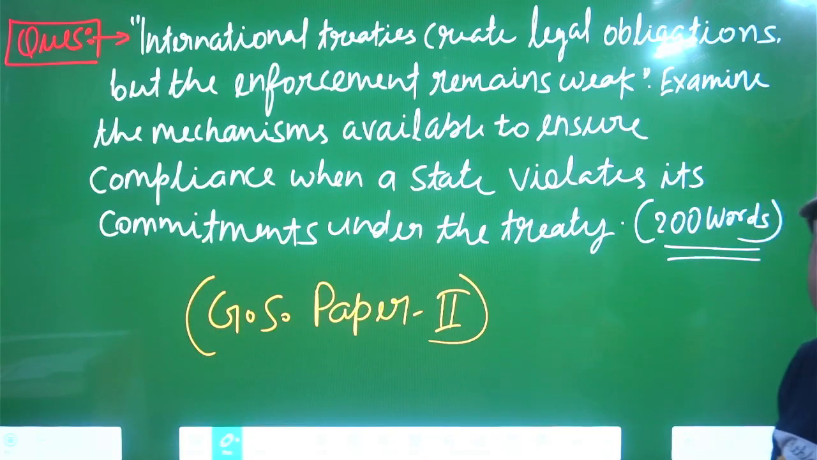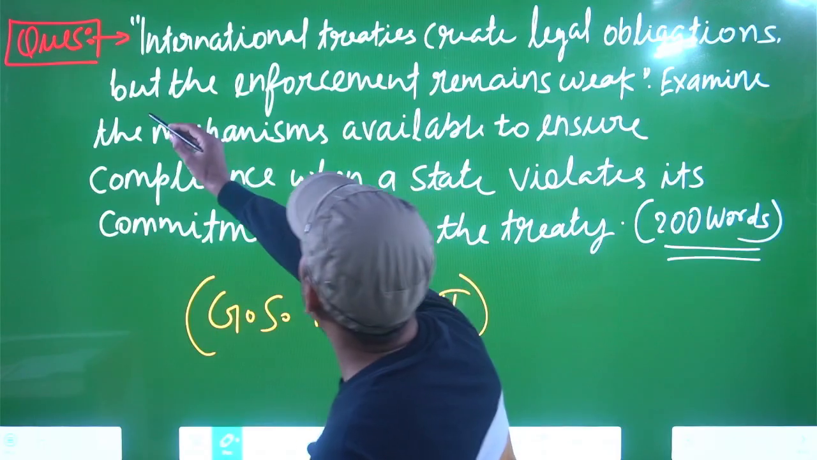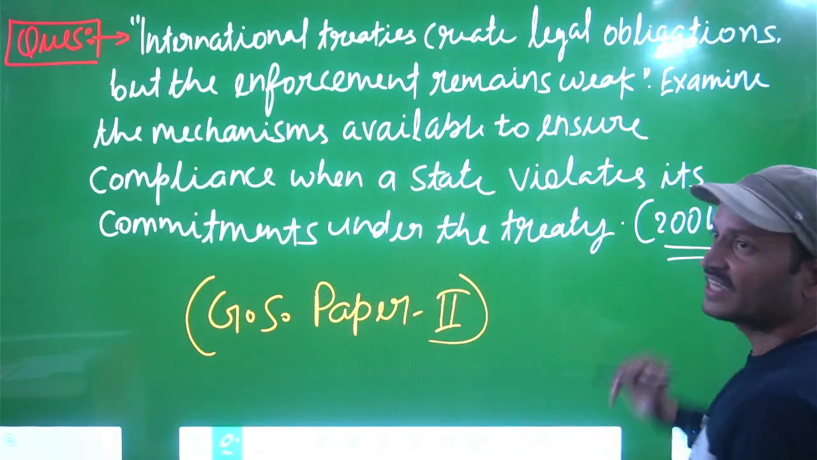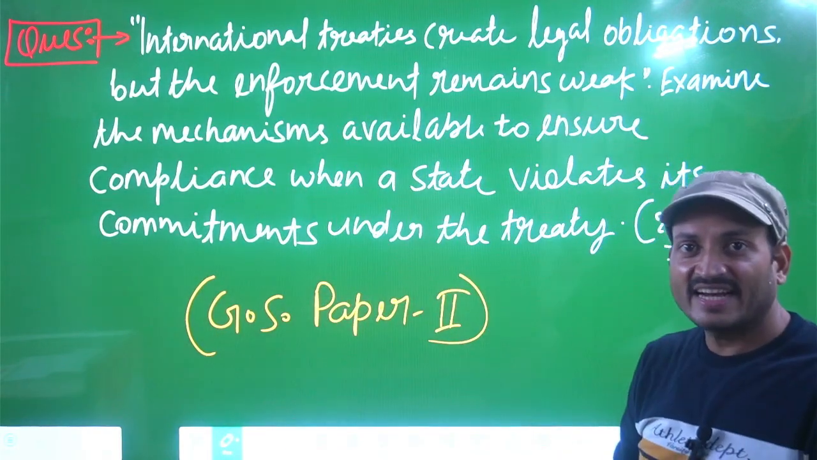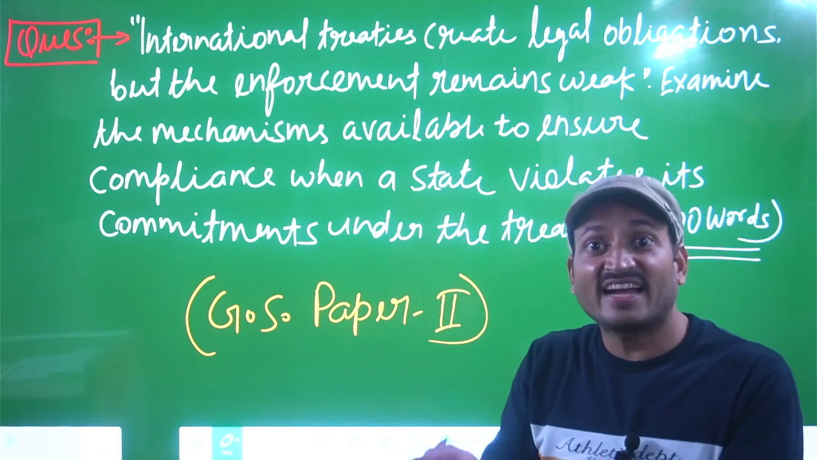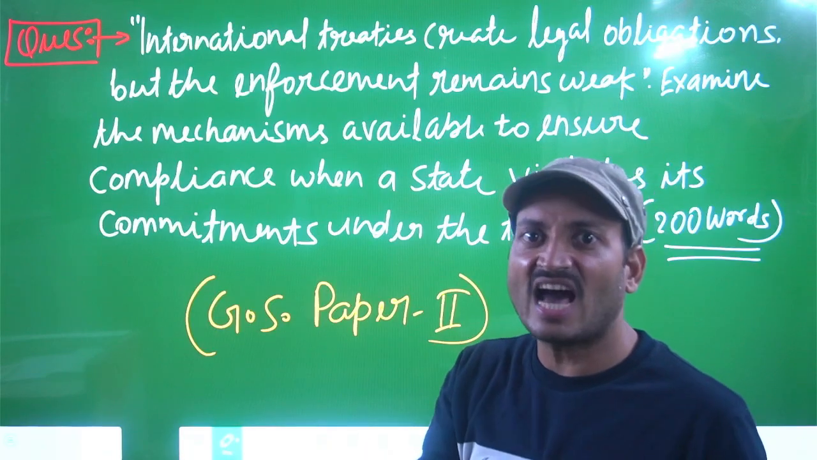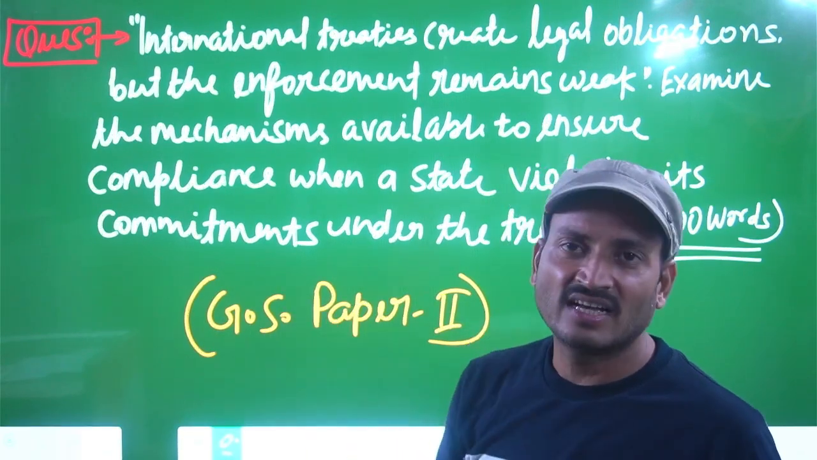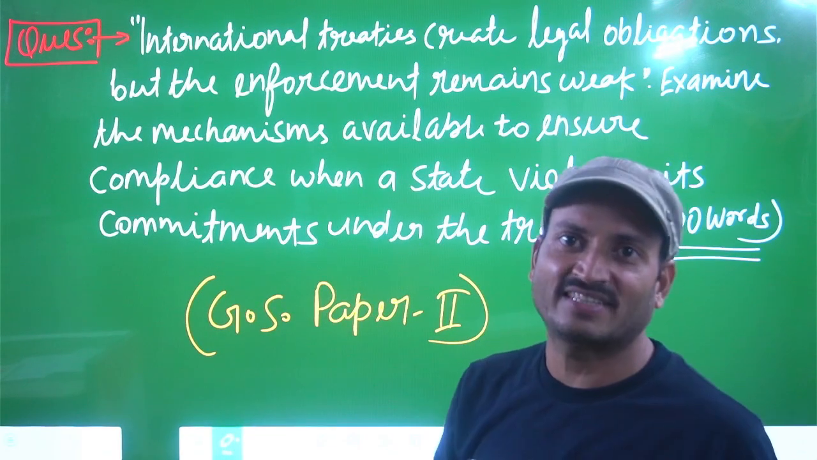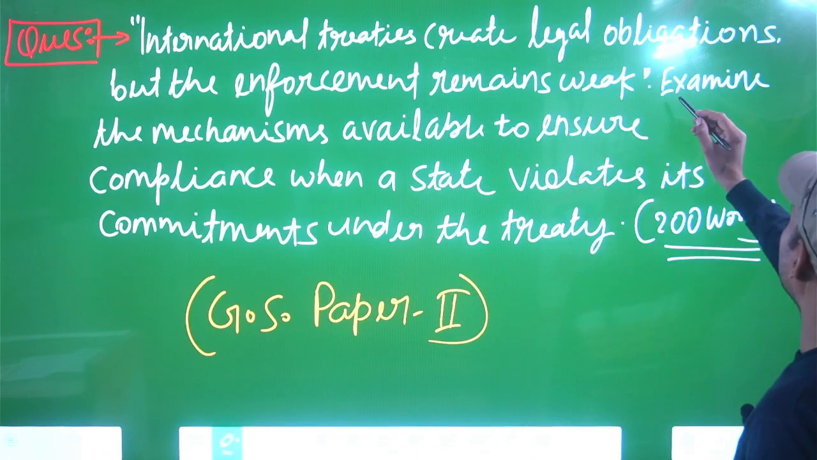As we have discussed, they are legally binding legal obligations, but the enforcement remains weak. Enforcement under the treaty is not like we have a legal mechanism within the country. They are different. They are basically based on peer pressure and global diplomatic pressures, etc. So that's why enforcement remains weak.